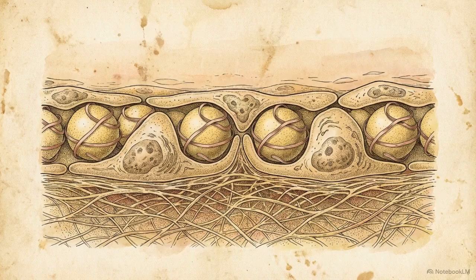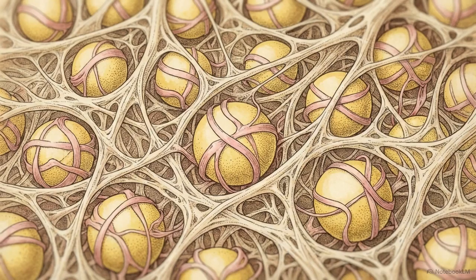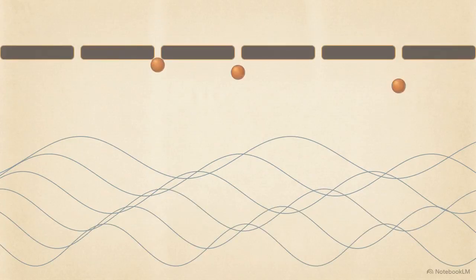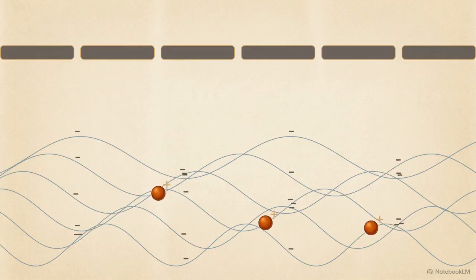ApoB-containing particles easily drift through these permeable gaps into the subendothelial space. But entry alone does not cause atherosclerosis. Plaque formation requires permanent subendothelial retention. Inside the intima, positively charged ApoB 100 molecules electrostatically bind to negatively charged sulfate groups on arterial proteoglycans. This magnetic lock traps the particles inside the vessel wall.